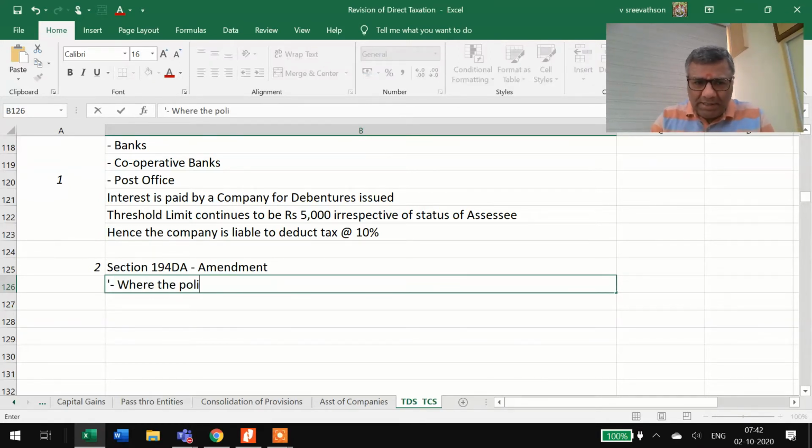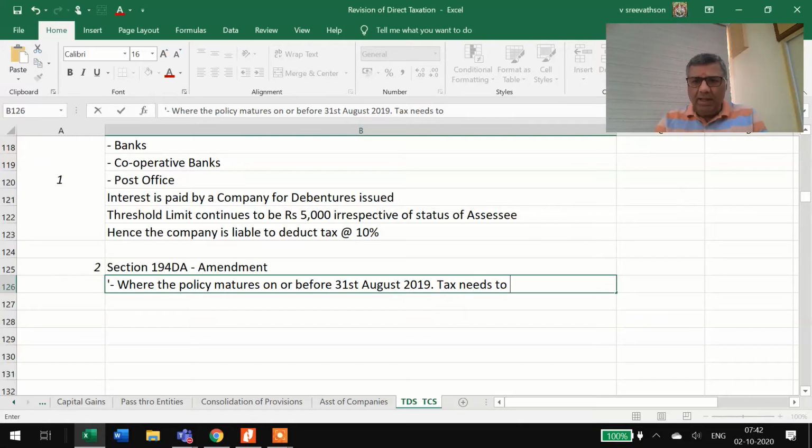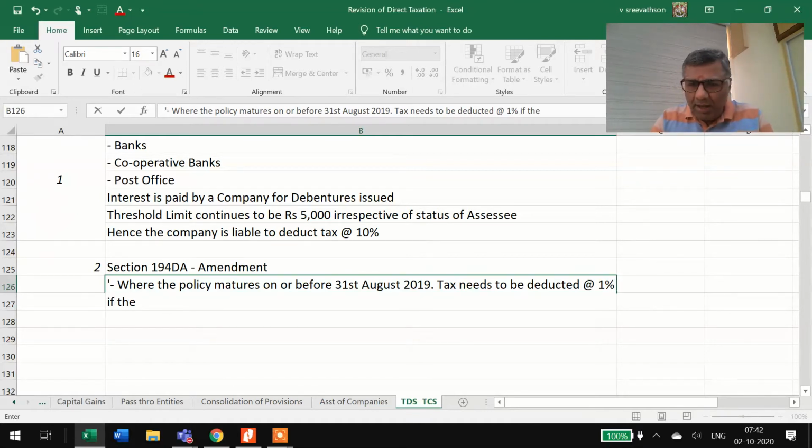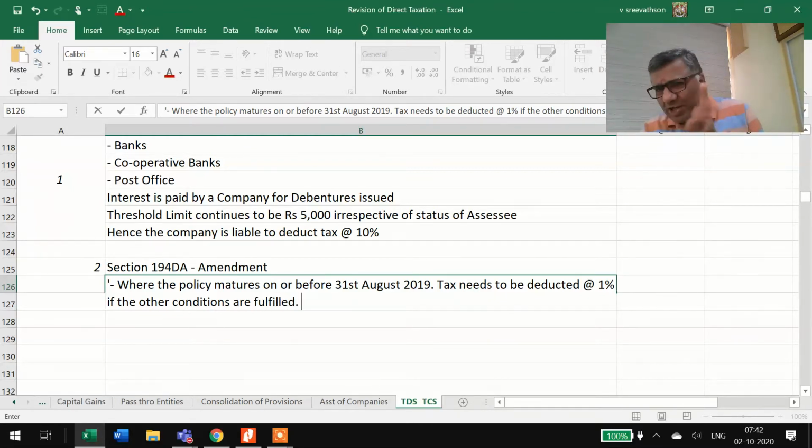Where the policy matures on or before 31st August 2019, tax needs to be deducted at 1%, if the other conditions are fulfilled. Other conditions are 20% of policy value, 10% of policy value; refer to the Manivannan case. Other conditions are fulfilled.